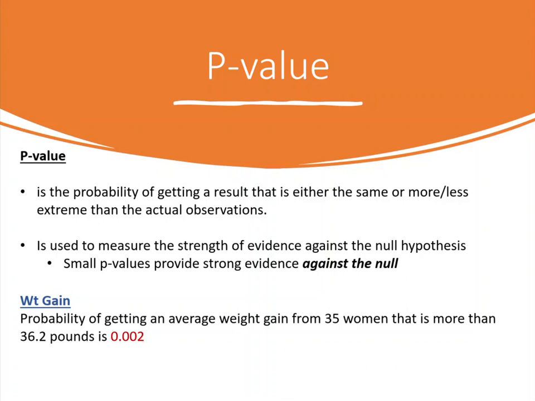We assumed the average weight gain during pregnancy was only 30 pounds, but our probability is contradicting that assumption. What our p-value is now telling us is that we have strong evidence contradicting that assumption, or strong evidence against the null. That's how we can use our p-value, which is really the probability of getting our sample or more extreme, in order to evaluate whether or not our assumption about the population is true.